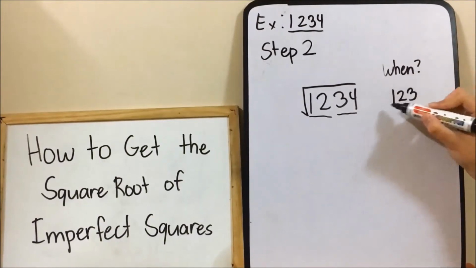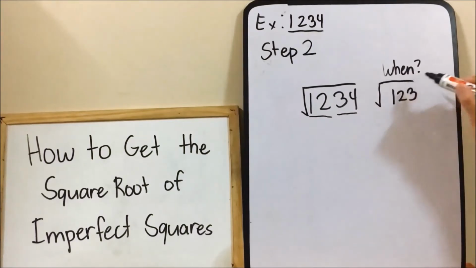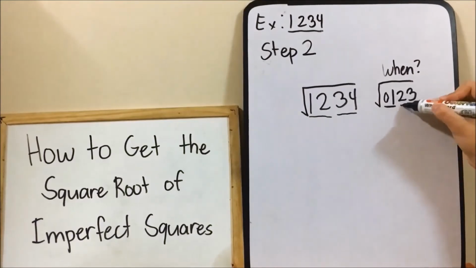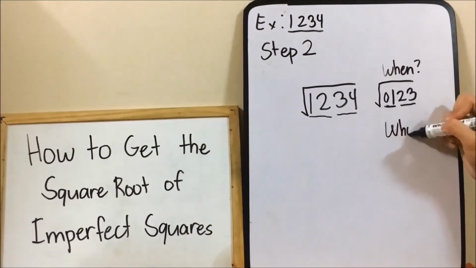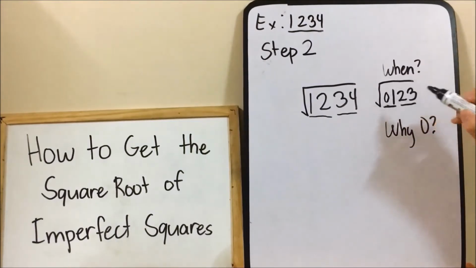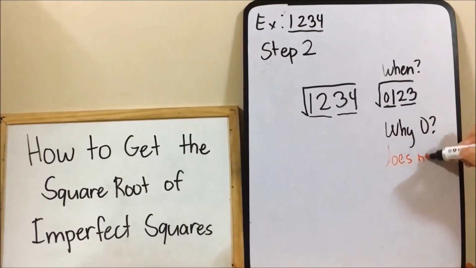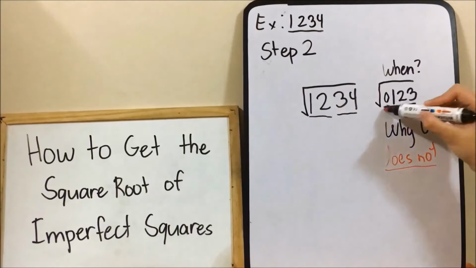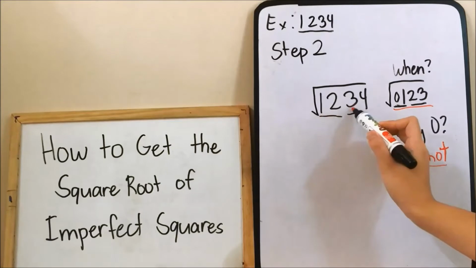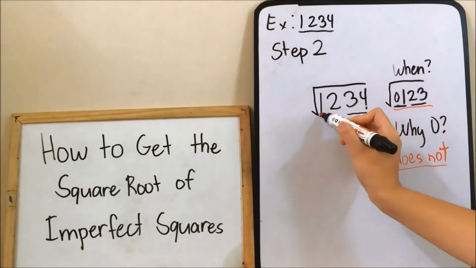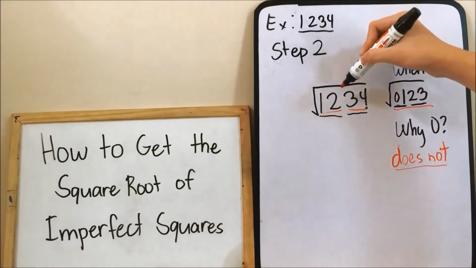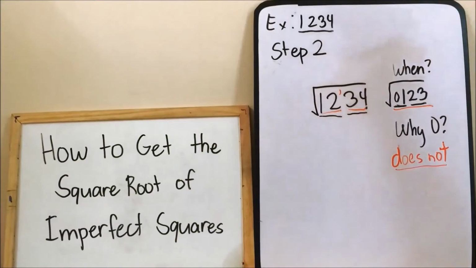For example, 123. We will get the square root of 123. We will need to add a 0 in front because 1 doesn't have a pair. So why 0? It is because when we put a 0 in front, it does not change the value of the number. Since the number of digits of 1234 is not odd, each digit already has a pair, 12 and 34. We will put an apostrophe between them to separate them.